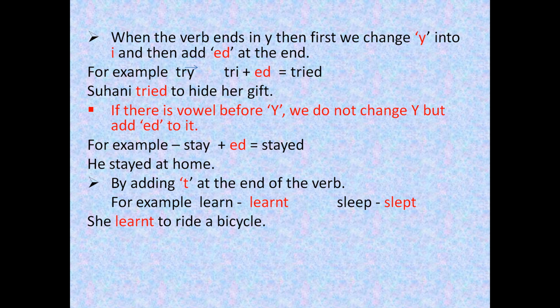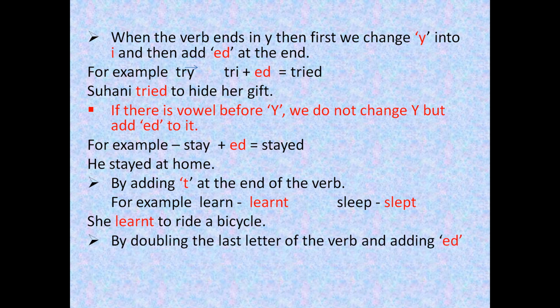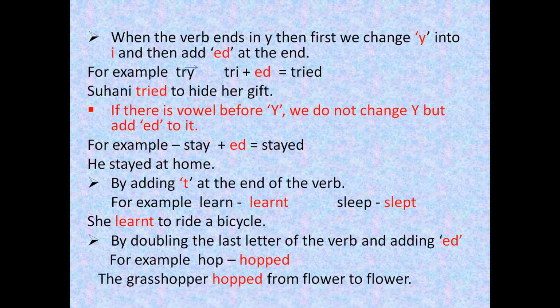In a verb, if there is vowel before consonant, then we double the last letter and add ed to make past form. For example, hop. In hop, p is a consonant and before p letter o, which is a vowel. So in this we will double the letter p and add ed to it to make past form. The grasshopper hopped from flower to flower.